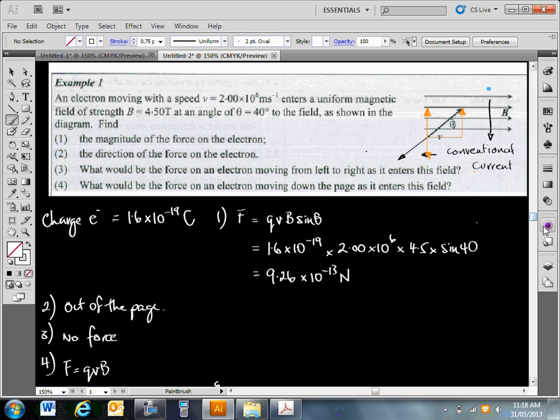In what direction does it go? Into the page this time, isn't it? Because I'm going to point my thumb up. My fingers are still in the same direction as the magnetic field, and I'm going to see that my palm points into the page.